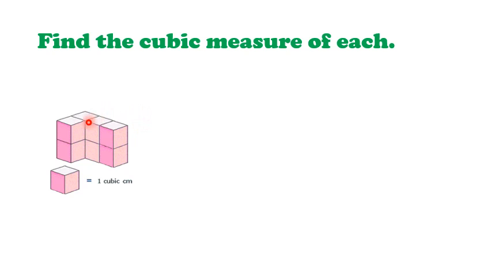Let's start to count and be careful because I have 2 rows of the cubes. So I will count the first row, then double the number because I have only 2 rows. Let's start to count. 1, 2, 3, 4. If I double 4, that means I have 8 cubes. So the volume will be 8 cubic centimeters because each one cube equals 1 cubic centimeter.